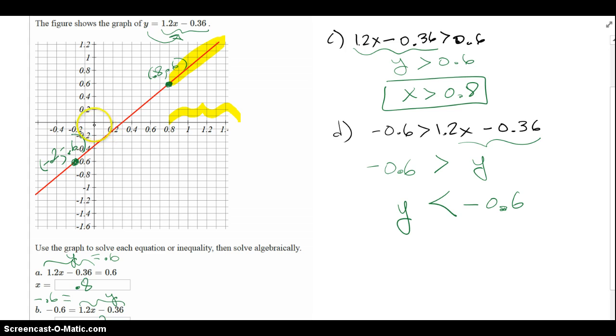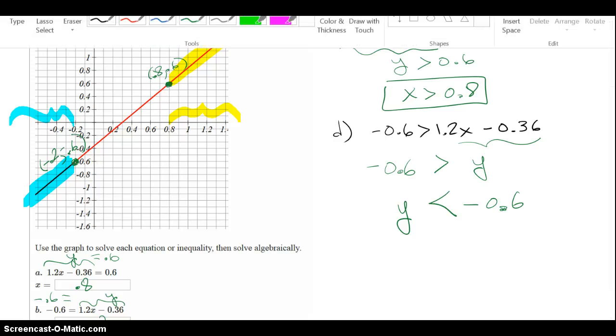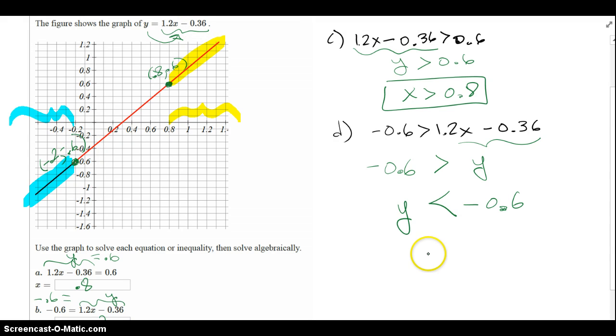Well, I'm going to go to the y value of negative 0.6 where I was before, but now I have to pick all the y's that are smaller than that. So all the y's smaller are down below, which means if I correspond it to the x-axis, all the x's to the left of that border are going to qualify as a solution. So our solution is x has to be less than, it looks like up above, negative 0.2. So without solving anything algebraically, I just pulled all this information out of the graph.